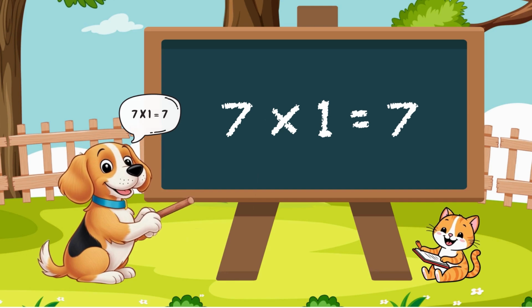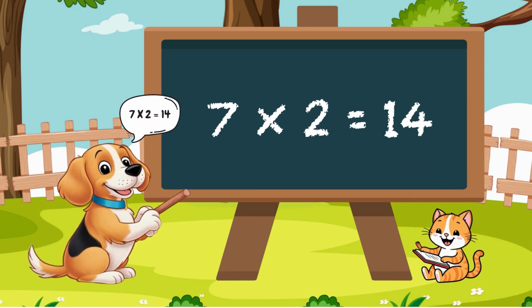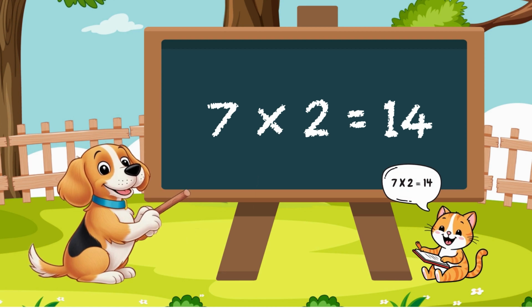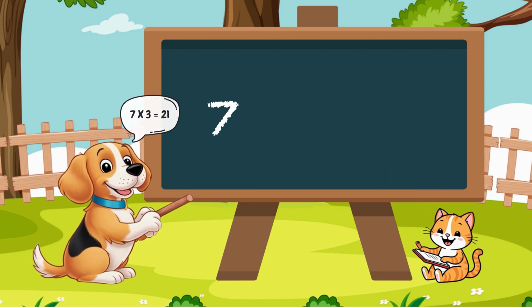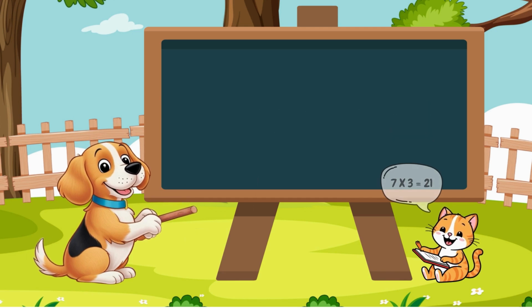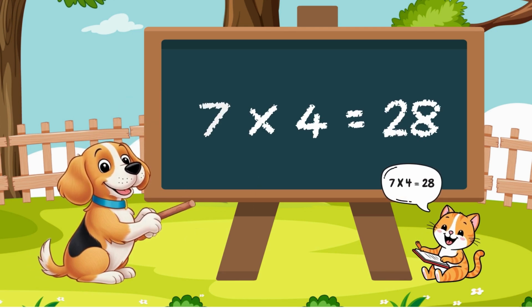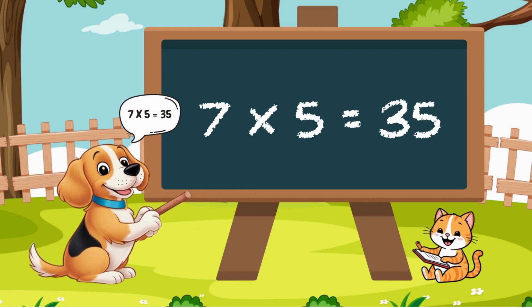One more time. Seven ones are 7. Seven twos are 14. Seven threes are 21. Seven fours are 28. Seven fives are 35.